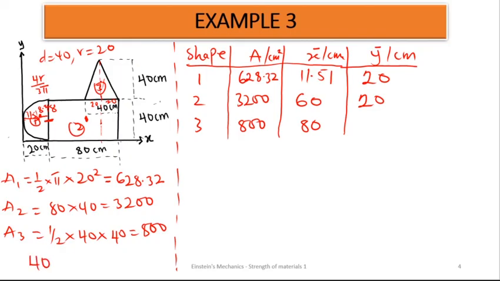We know that the center of a triangle can be 1/3 of the height, and the height is 40. So 40 plus 1/3 of 40, and that is giving me 53 point, so that is giving me 53.33, and we have that.